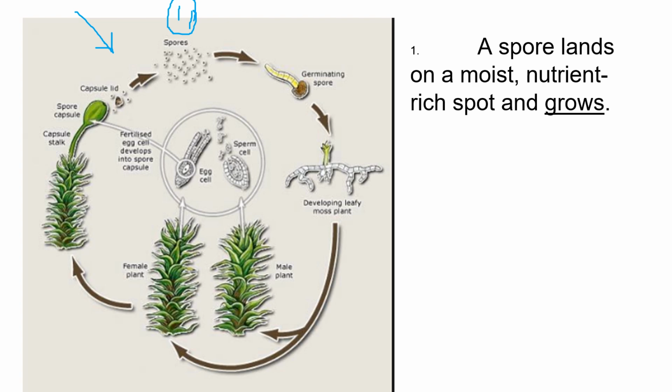So a spore, which is kind of like the moss version of a seed, but much, much, much smaller, lands on a moist, nutrient-rich spot and grows. Remember, this is a non-vascular plant, meaning it's very, very short. It does not grow tall because it doesn't have those tubes to transport water and nutrients. So it has to land on a moist spot where there's plenty of nutrients for the moss to grow.